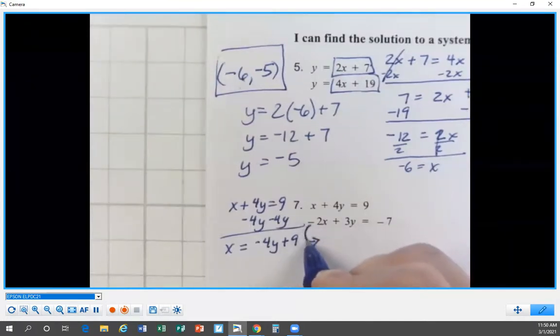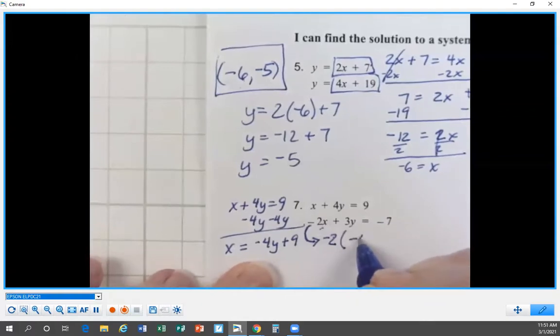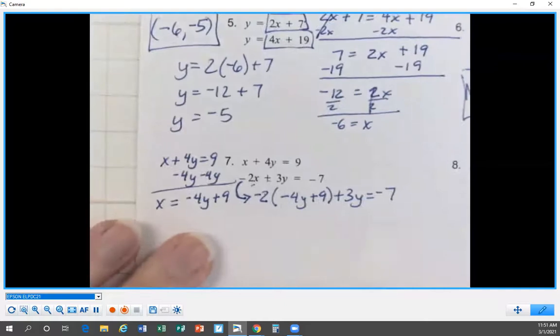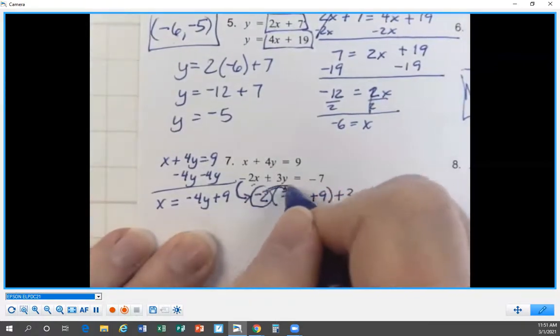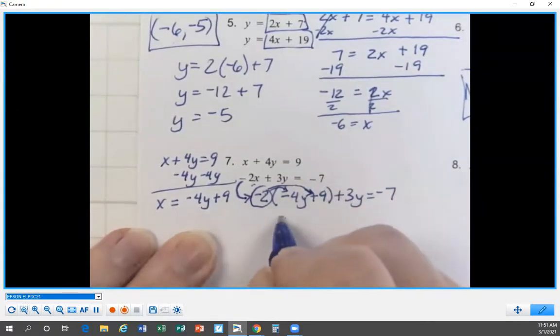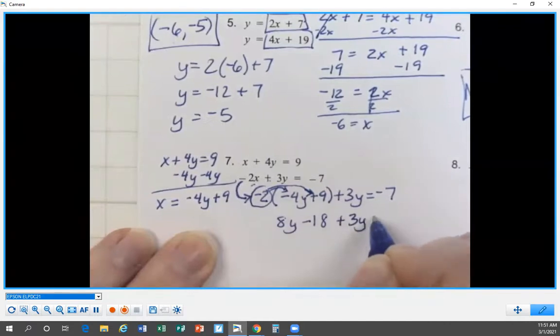So I'm rewriting this equation. Okay, negative 2, but instead of times x, I say negative 4y plus 9, and then bring down the plus 3y equals negative 7. Okay, then I'm going to distribute the negative 2. So I get negative 2 times negative 4y is 8y. Negative 2 times positive 9 is minus 18. Bring down the plus 3y equals negative 7.